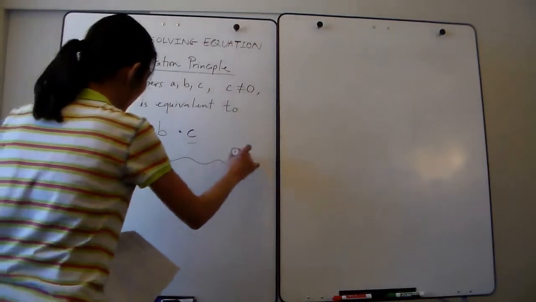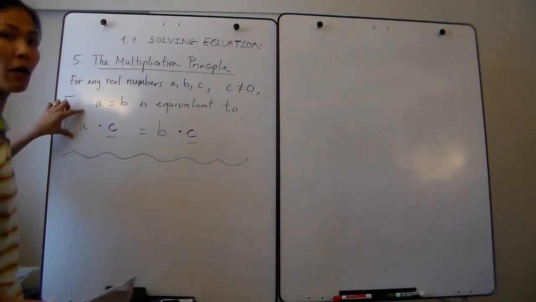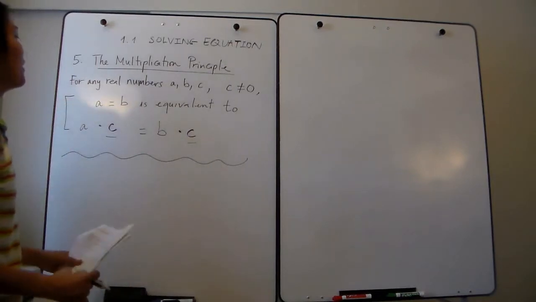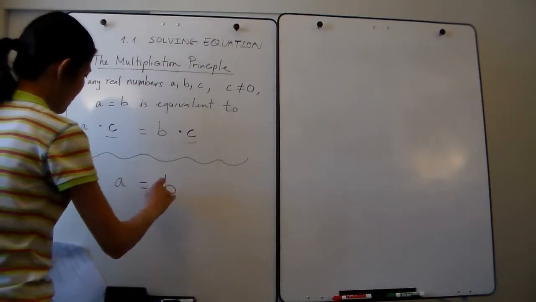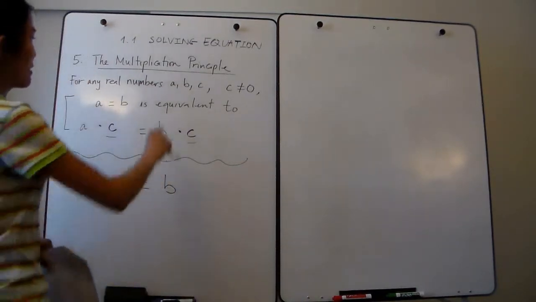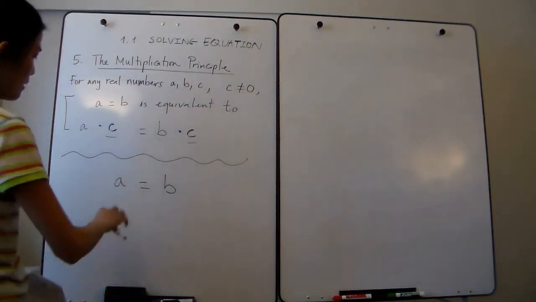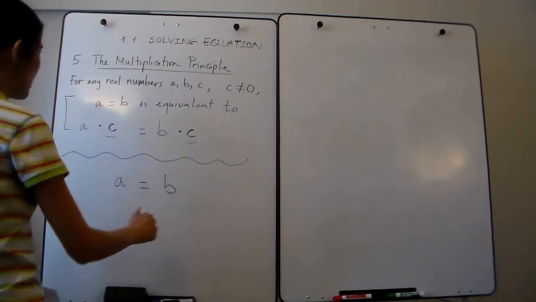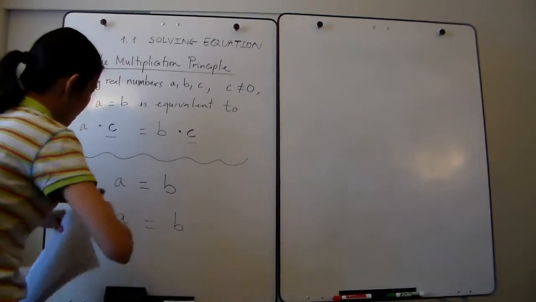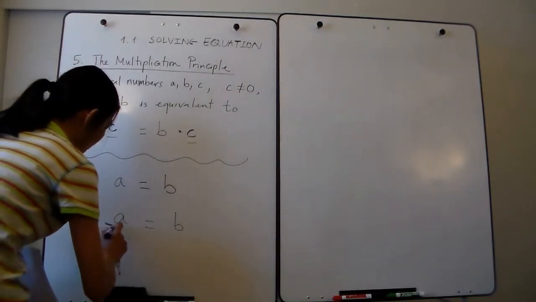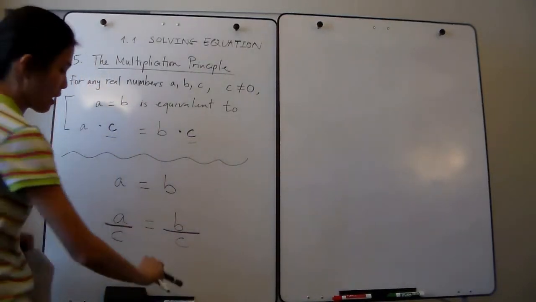Now, this is very important. You need to know this when you solve equations, and we're going to use this a lot. Another equivalent equation that you need to know is a equal b, same condition: a, b, c are real numbers, c is not equal to 0. This equation will be equivalent to the equation a divided by c equal b divided by the same constant c.